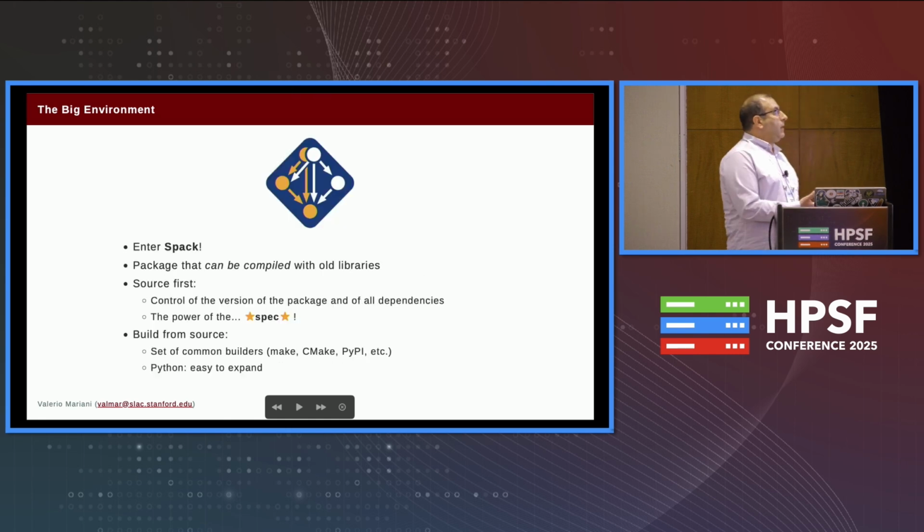So when I learned about Spack, that was like a revelation for me, because now I needed to only find packages that could be compiled with the latest version with the old versions of the libraries, which is a much bigger space. And I didn't care that it was source first, because I was building packages anyway, so I might as well build pretty much everything. And I have complete control over the version of everything.